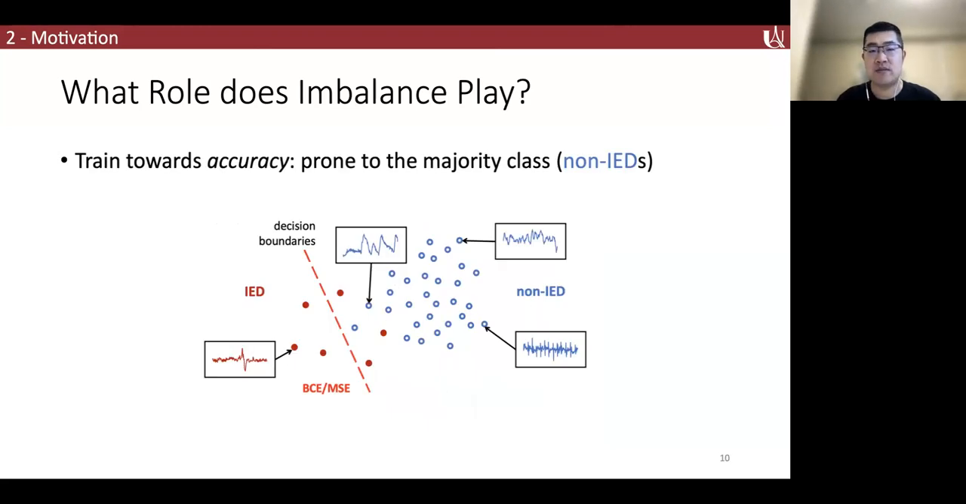But why does this matter to us? This comes from the fact that most neural networks are by default trained towards accuracy. Accuracy basically means that the network wants to accurately predict every example in the dataset. So it is naturally prone to correctly predict the majority class, which are the non-IEDs.